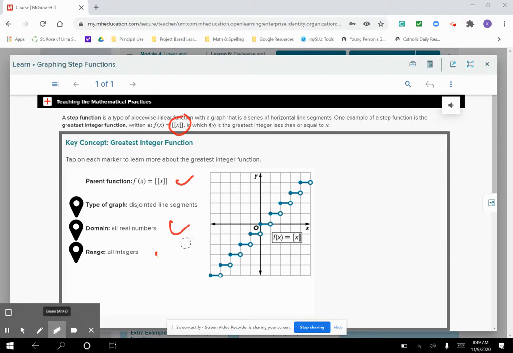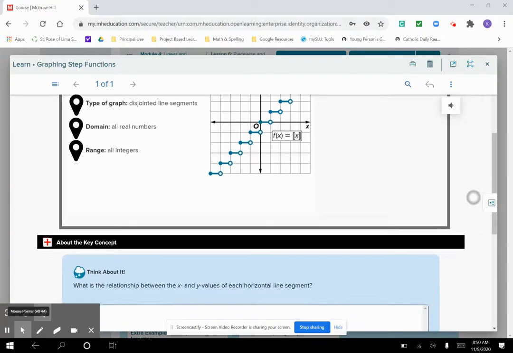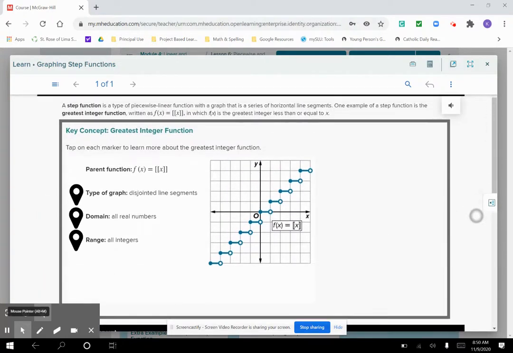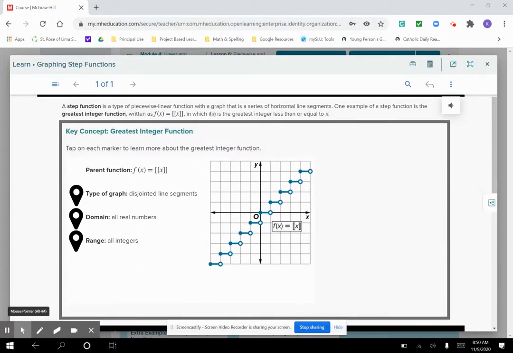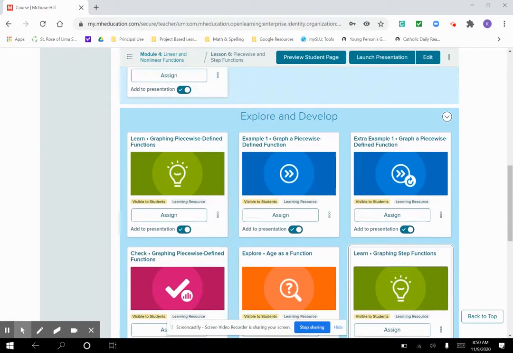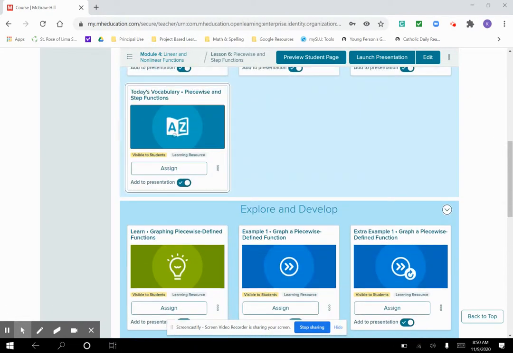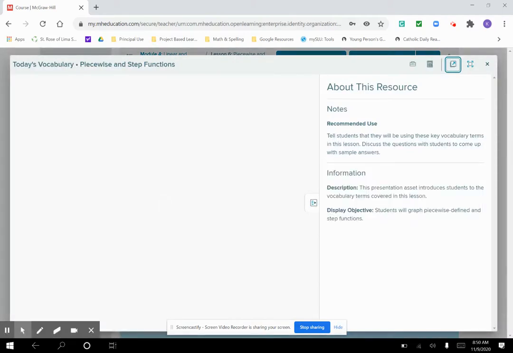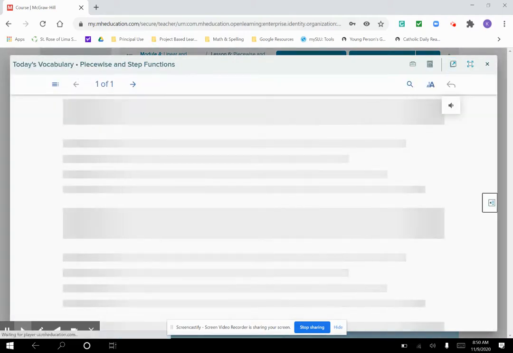It looks like, I don't know if you guys notice this, stairs going up. So this is a really good visual example of what a step function looks like. I want you guys to put that into your notebooks. And then finally, let's go ahead and fill in our definition for the greatest integer function, because it goes along with the step function.